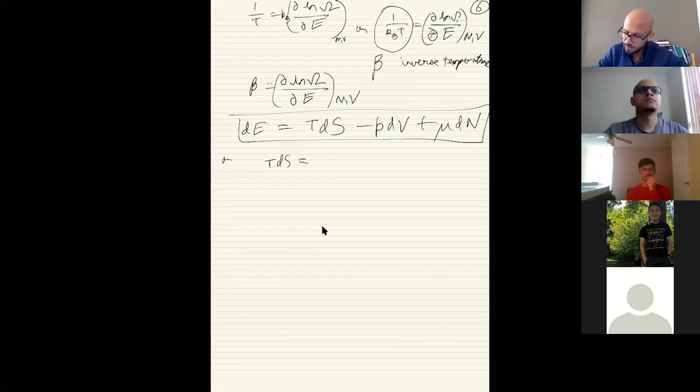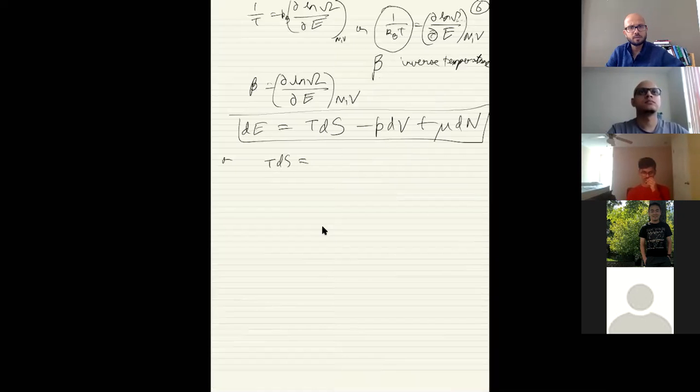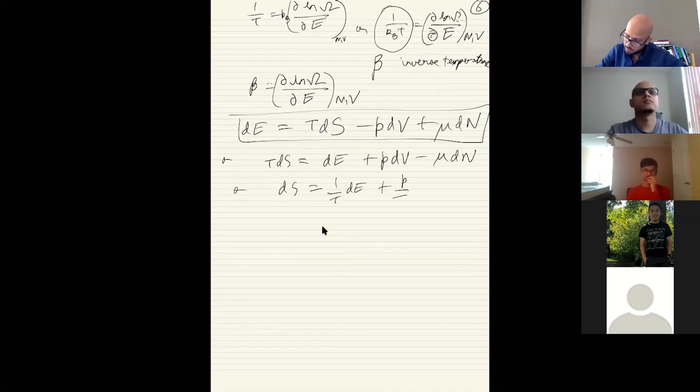It's a wonderful equation. And why do we want to use it here? Because we just know that S is equal to kB ln omega. So if we can write down dS in terms of other things, we should be able to manipulate it. So this means that TdS is equal to dE plus PdV minus mu dN, okay? Or dS is equal to 1 by T dE plus P by T dV minus mu by T dN.